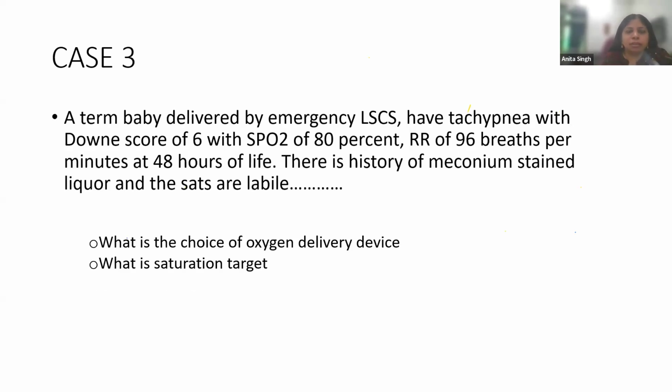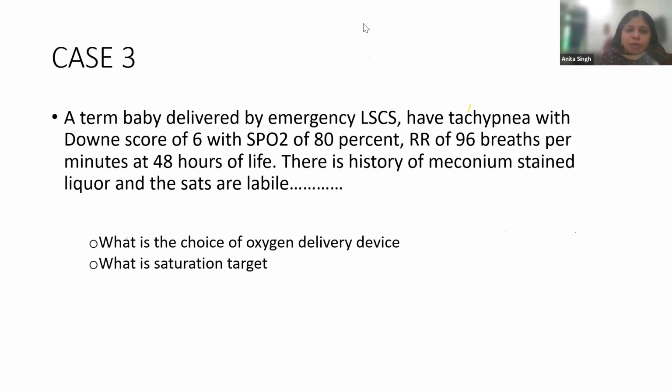Another case: a term baby delivered by emergency LSCS, with tachypnea, Downes score of 6, SpO2 of 80%, respiratory rate of 96 per minute, and a history of meconium stained liquor, and saturations are labile. So what is the choice of delivery device? In this case, with the Downes score of 6, this baby obviously requires advanced respiratory support in the form of intubation and ventilation.